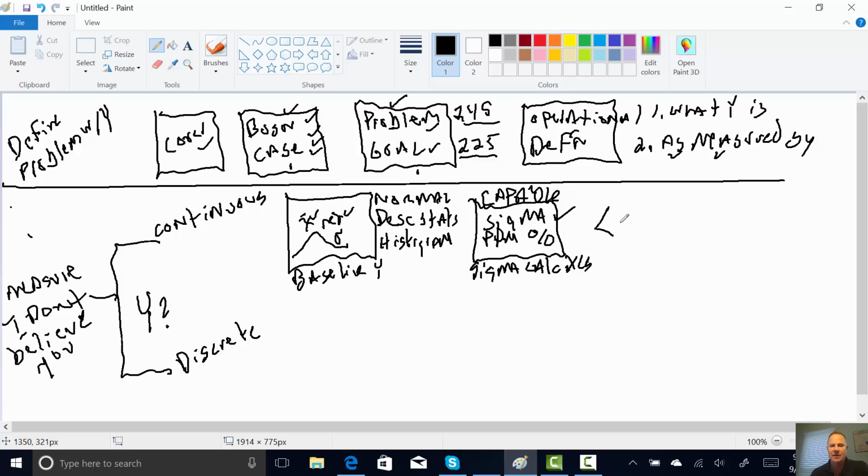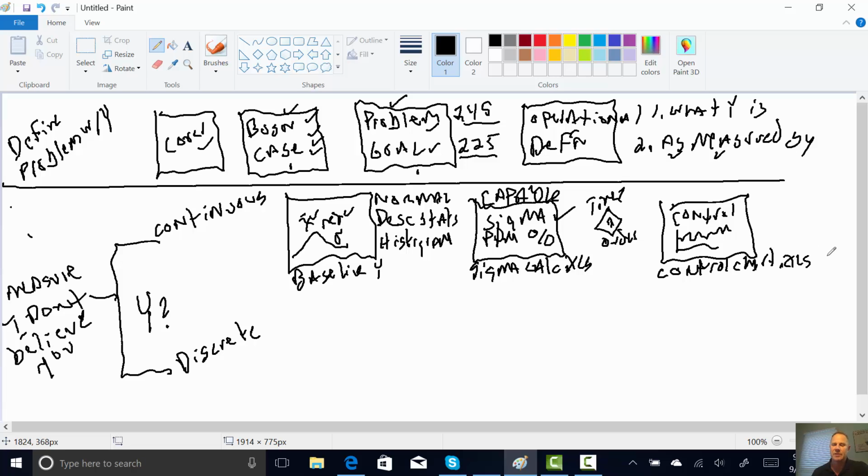And then finally, you've got a decision tree. Is my data in time order? If it is in time order, then you want to make your control chart. And I sent you control chart.xls. And if you can find a better one, that's fine.